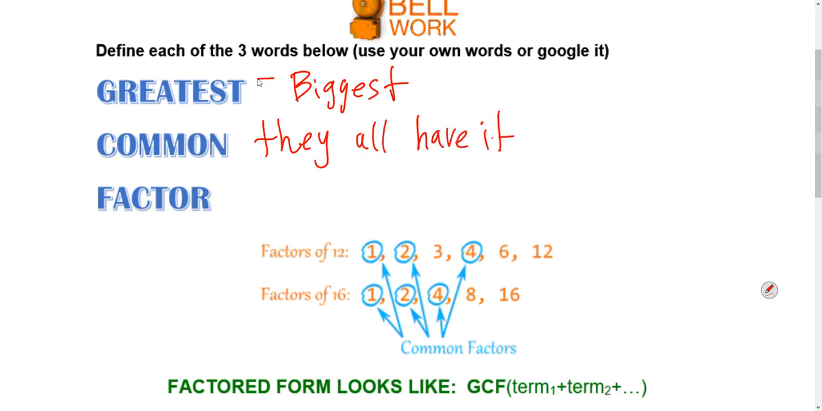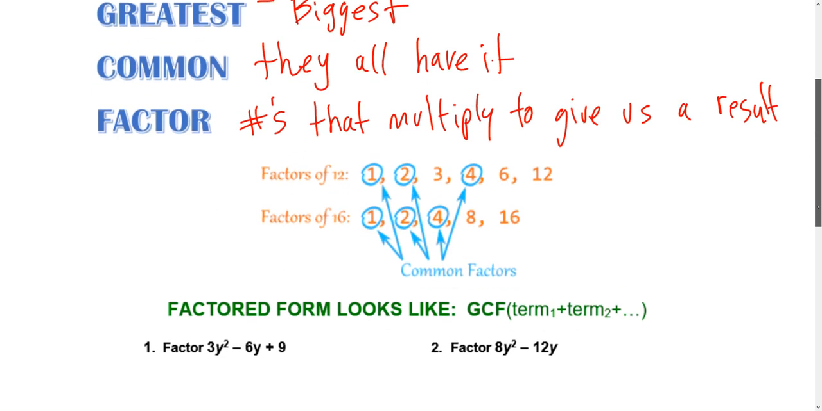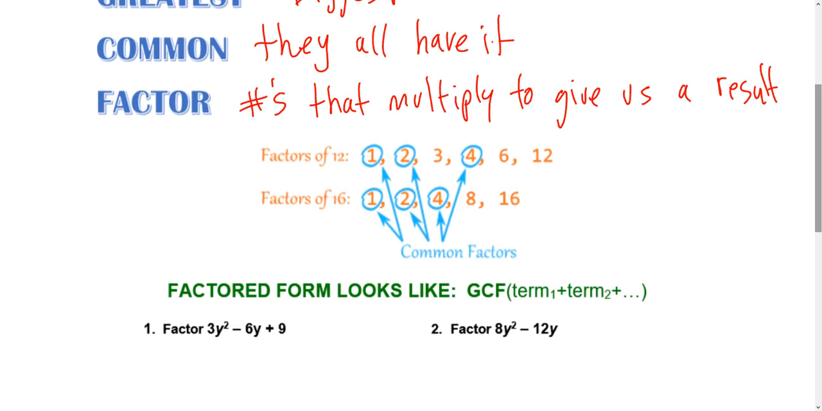And then factors are numbers that multiply to give us a specific result. Cool. So when I talk about factors, I'm telling you, tell me 2 numbers that multiply to give me a certain answer that we're looking for. So what I've done below is I Googled what factors were. And this was the example that it gave me.